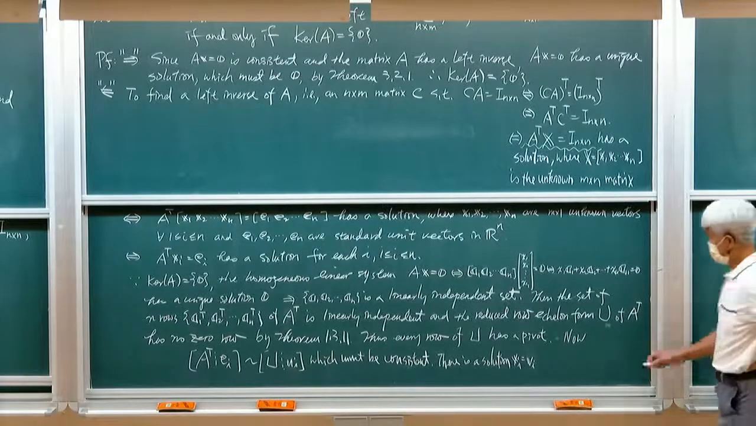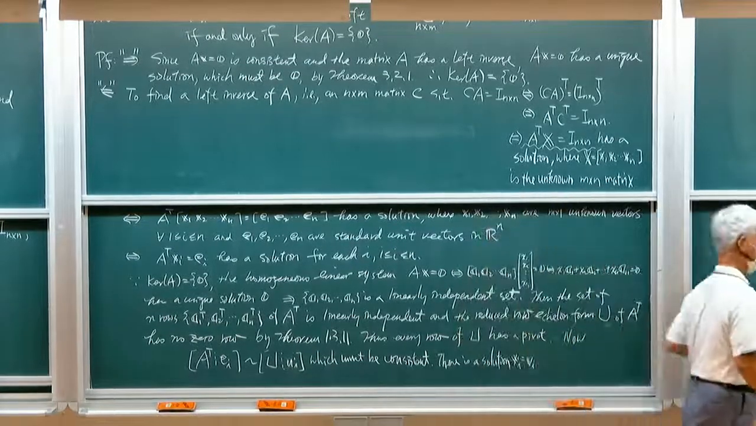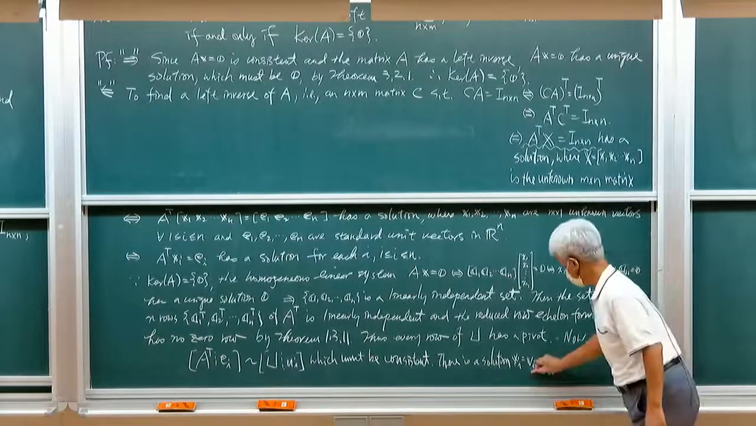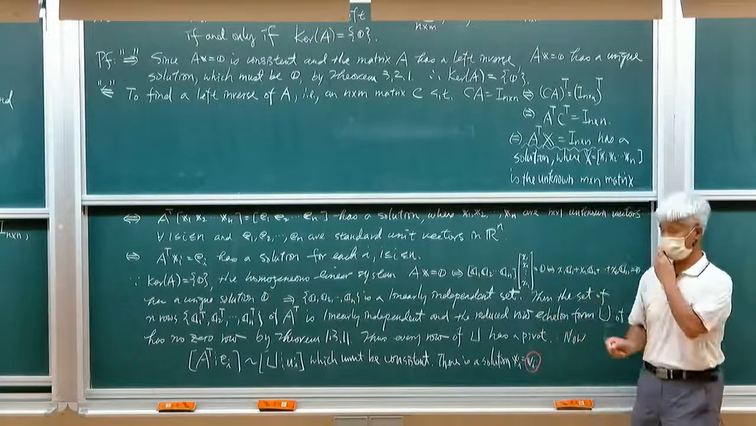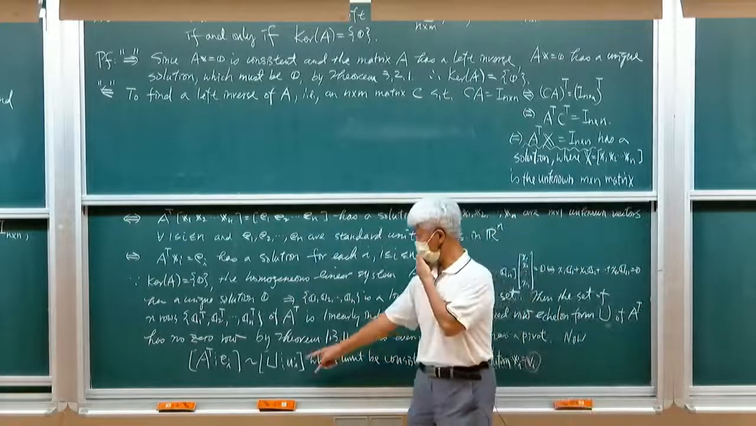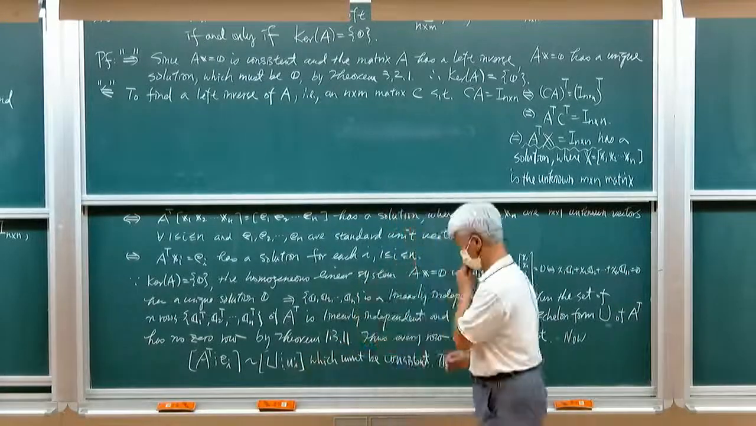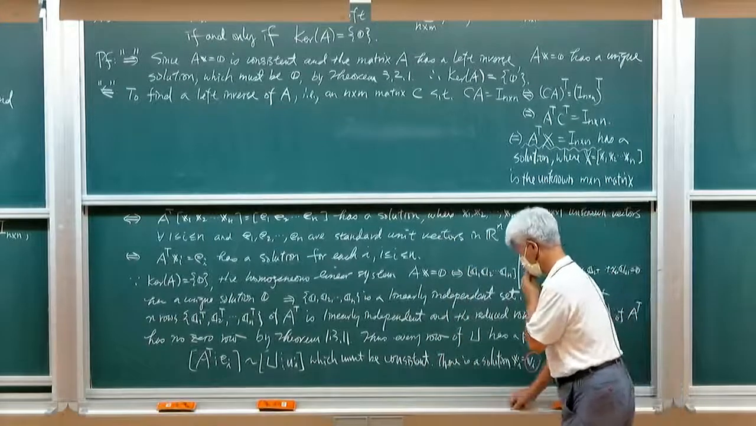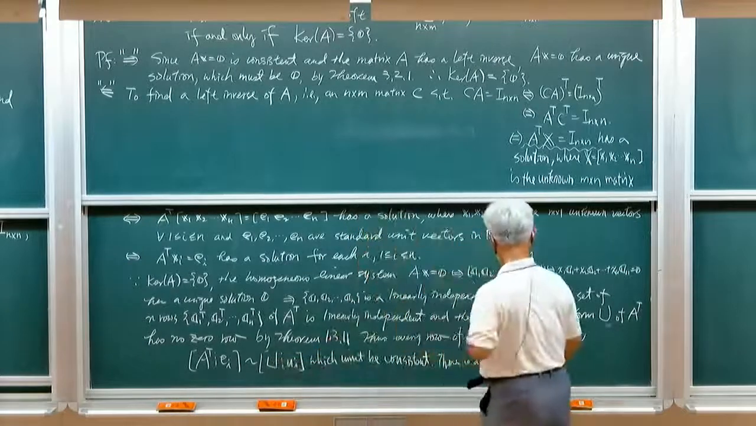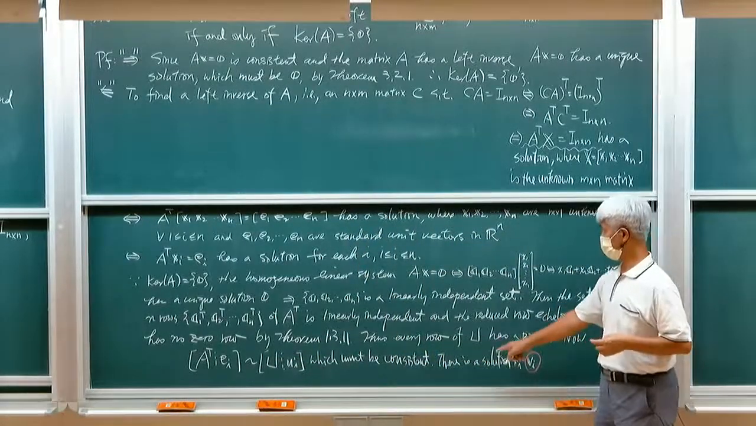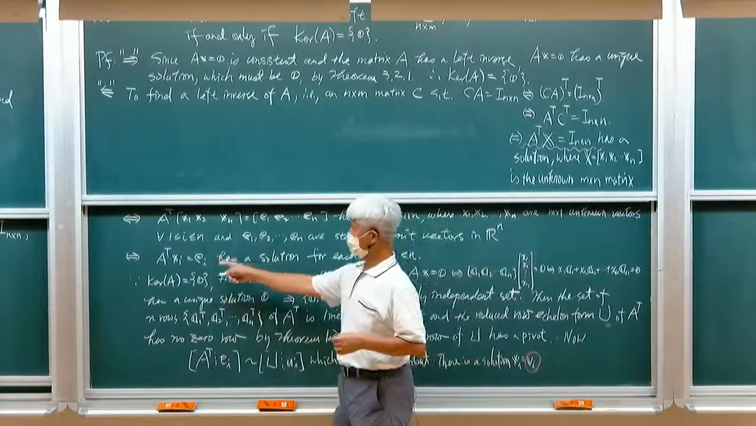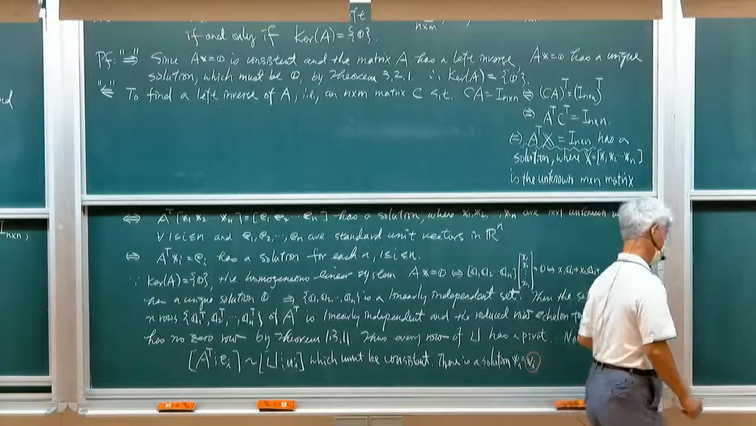Please do the correction. It's not UI, because the solution may not be equal to this UI, it may be different. This is because the U may not be the identity matrix. But actually, because this is consistent, it has a solution. We call it VI.